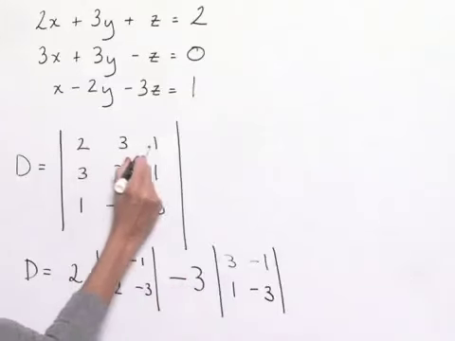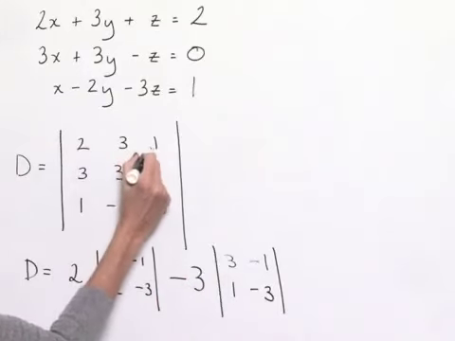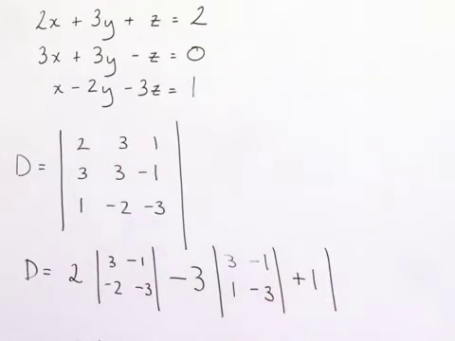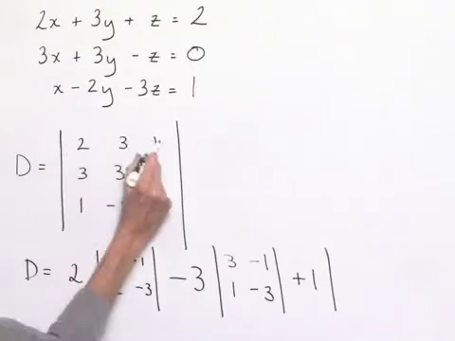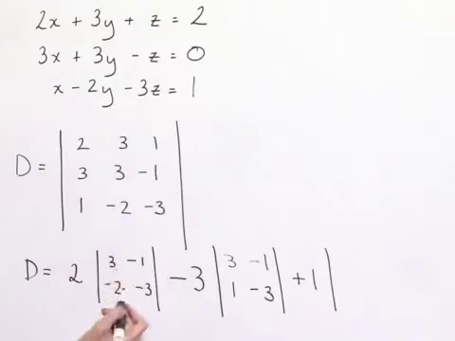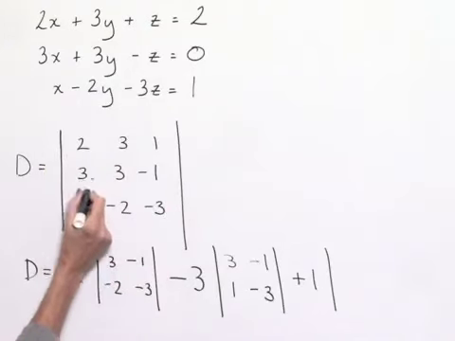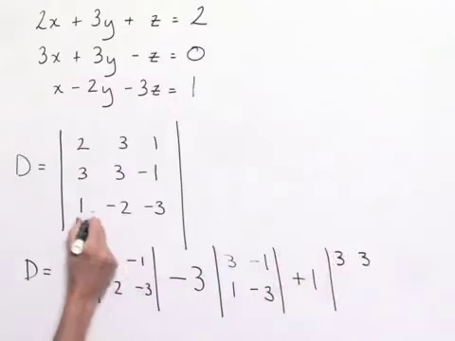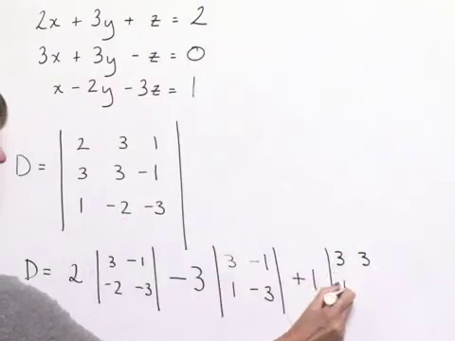Then, again, going across our top row, we end up with a plus sign in front of the 1, multiplied times a 2 by 2 determinant, again created by erasing the row and the column that value was in. So we'll end up with the determinant that has a 3 and a 3 in the top row, and a 1 and a negative 2 in the bottom row.